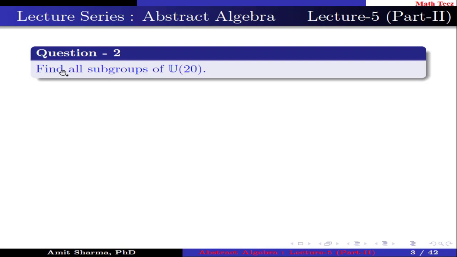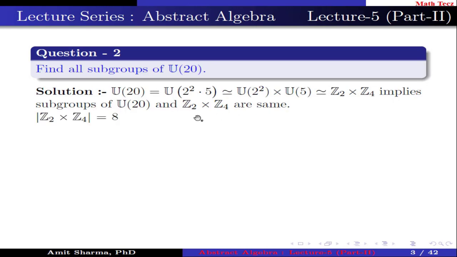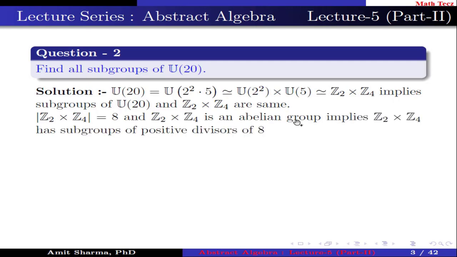Question number 2. Find all subgroups of U20. U20 can be written as U of 2 squared times 5, which is isomorphic to U of 2 squared times U of 5, which is isomorphic to Z2 cross Z4. This implies the subgroups of U20 and Z2 cross Z4 are the same. The order of Z2 cross Z4 is 8, and Z2 cross Z4 is an abelian group. This implies Z2 cross Z4 has subgroups of orders equal to the positive divisors of 8, that is 1, 2, 4 and 8.